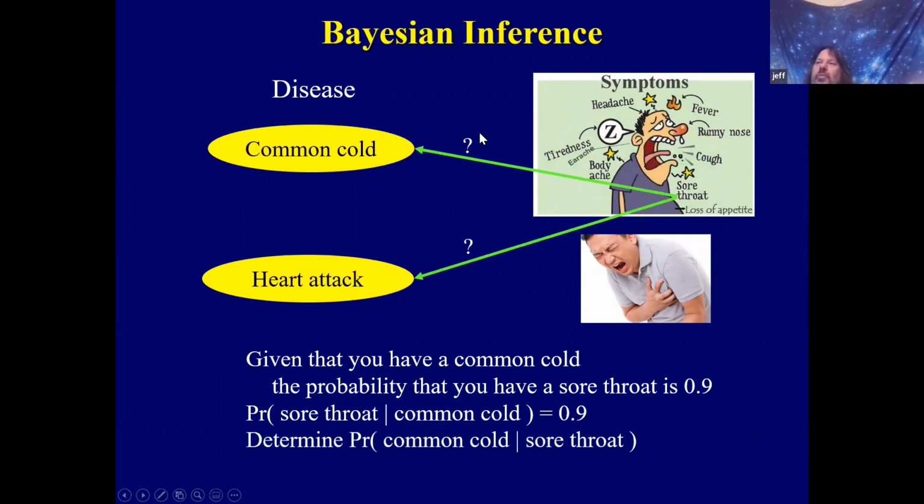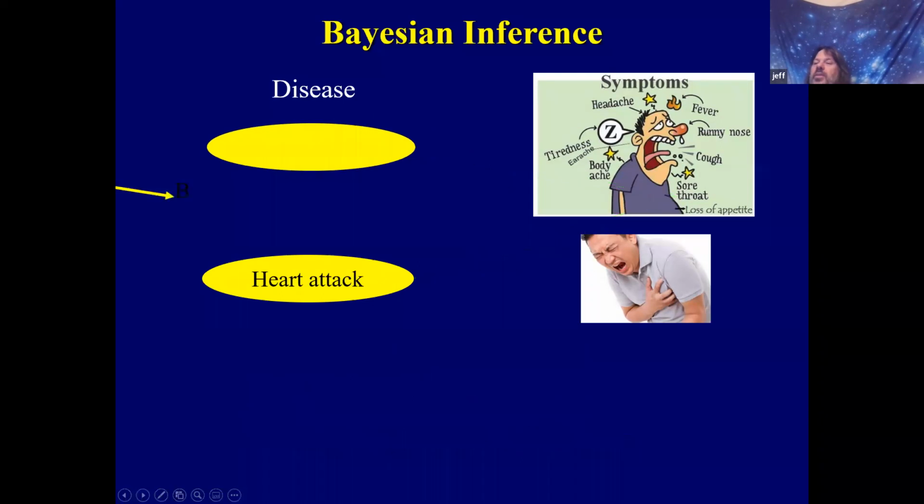And then we can turn it around, right? If you're a doctor, you know that your patient has a sore throat, and you want to know then what's the probability that I have a common cold, right? Conditioned on I have a sore throat, what's the probability I have a common cold versus what's the probability I have a heart attack, right?